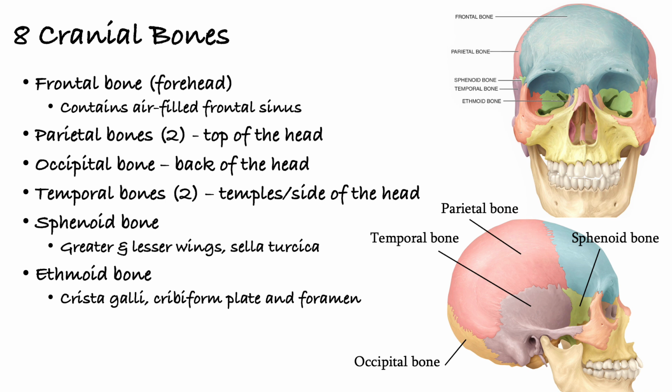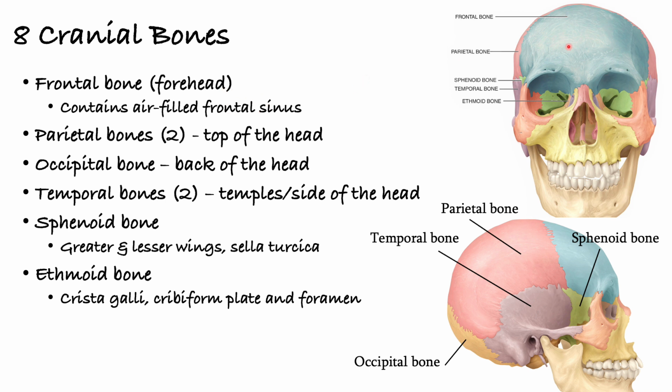So we have 8 cranial bones. Someone might say, well, when I see my head, I only see one bone. There are actually 8 cranial bones that by adulthood will be fused. The first one I'm going to talk about is the frontal bone, which is the bone of your forehead. We also have air-filled frontal sinuses there. This blue portion would be the frontal bone.